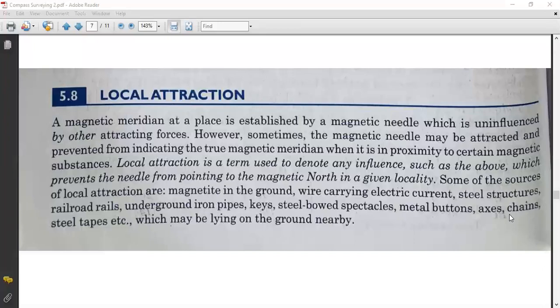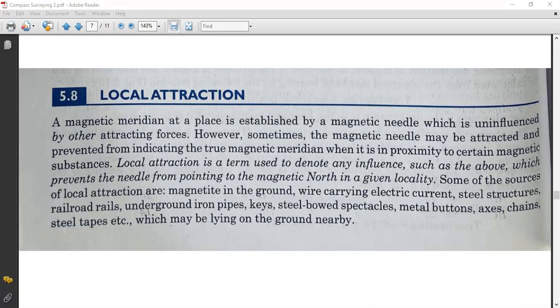In that case, the readings shown by the compass will be comprised of some errors. So we need to find out those errors and apply corrections. Local attraction is a term used to denote any influence such as the above, which prevents the needle from pointing to the magnetic north in a given locality, right?